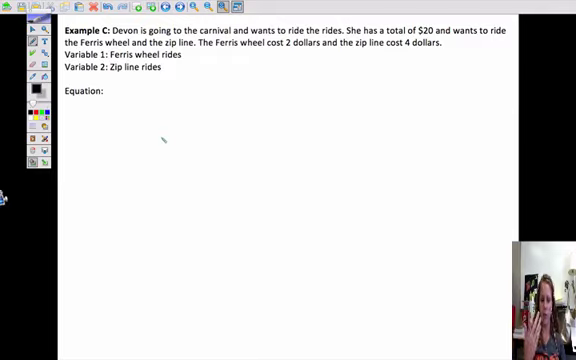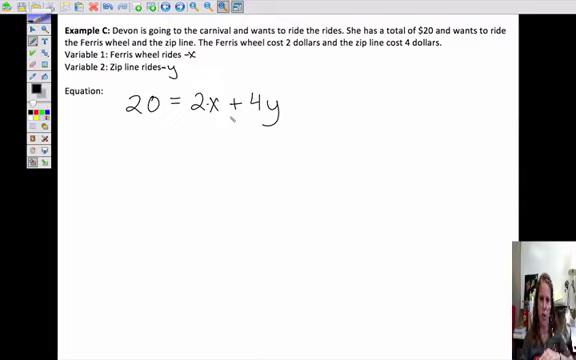So let's start with her constant. Since we know this one's not going to be y equals mx plus b, it's going to be in standard form. What's her constant? Well, she has $20, right? So $20 equals, and let's make the Ferris wheel x. So for all the Ferris wheels, she's going to spend $2 for each x ride, plus she's going to spend $4 on each zip line ride. All right. And so here, this is where we can talk about how she could spend her money. If she rides the zip line 0 times, she could ride the Ferris wheel 10 times. If she rides the Ferris wheel 0 times, she could ride the zip line 5 times. But there's going to be lots of different scenarios here. And then later in the year, we'll get to where maybe she has a different stipulation. We can find out exactly what she has, okay?